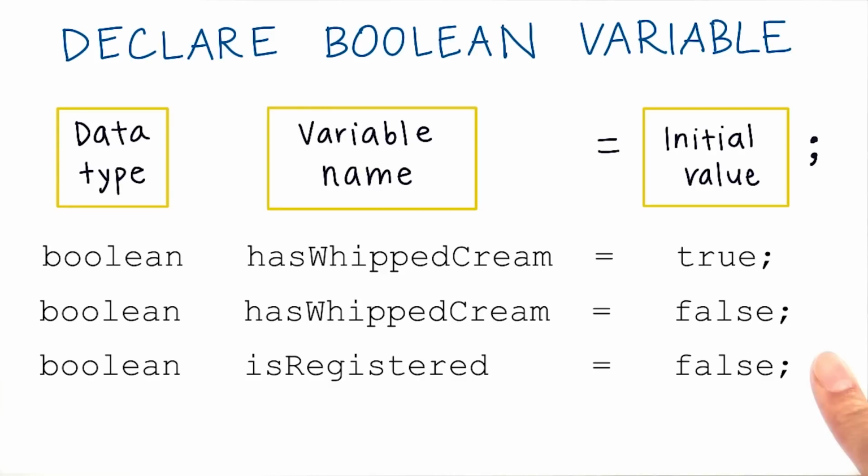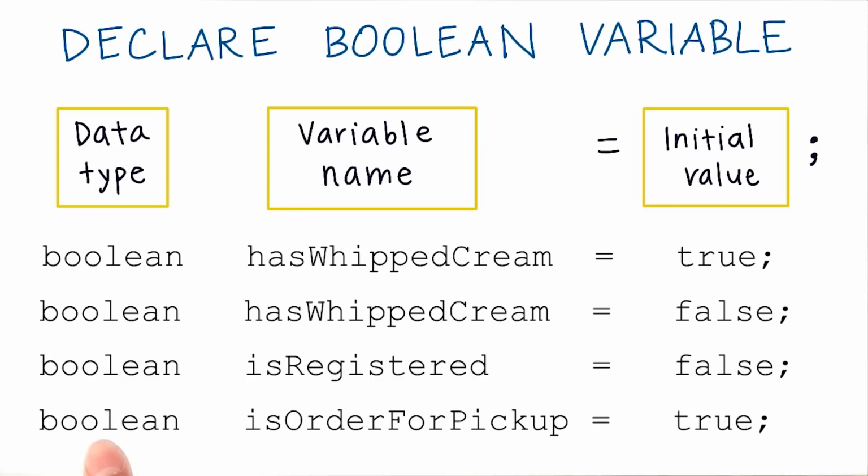For example, this variable could represent whether a user using our app actually has a registered account with us. Here's another example. Boolean isOrderForPickup equals true. This variable could represent whether someone putting in an order for some coffee wants to pick it up at the store or have it delivered. While our app doesn't support these features, you can imagine how using Booleans could be useful because these things have two possible states.